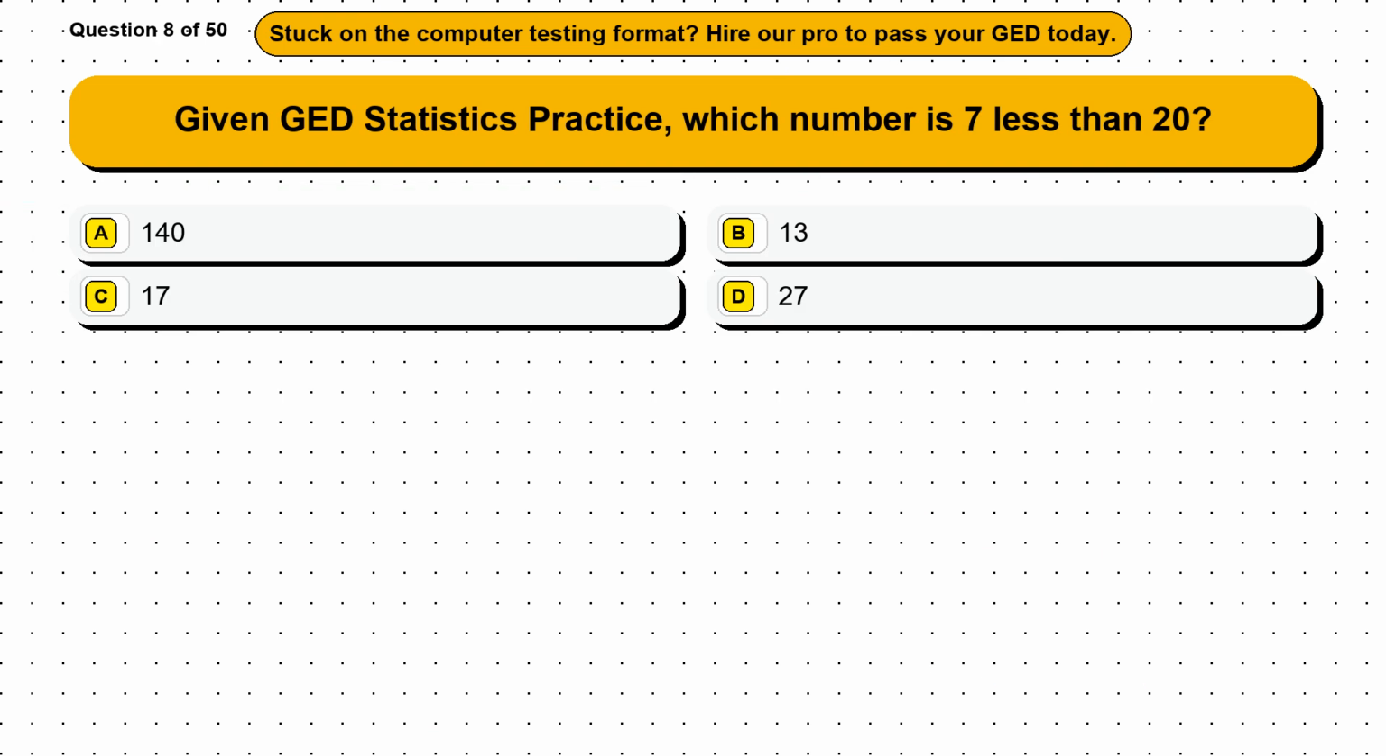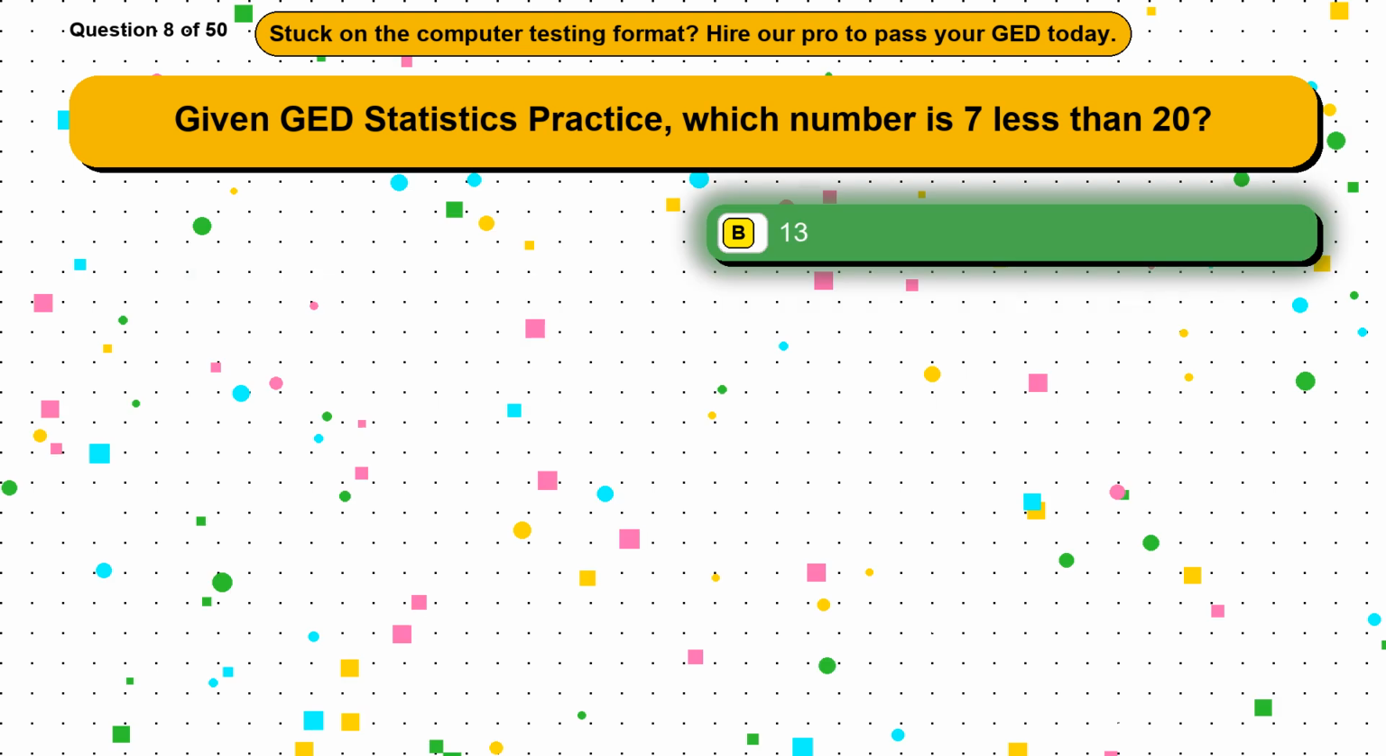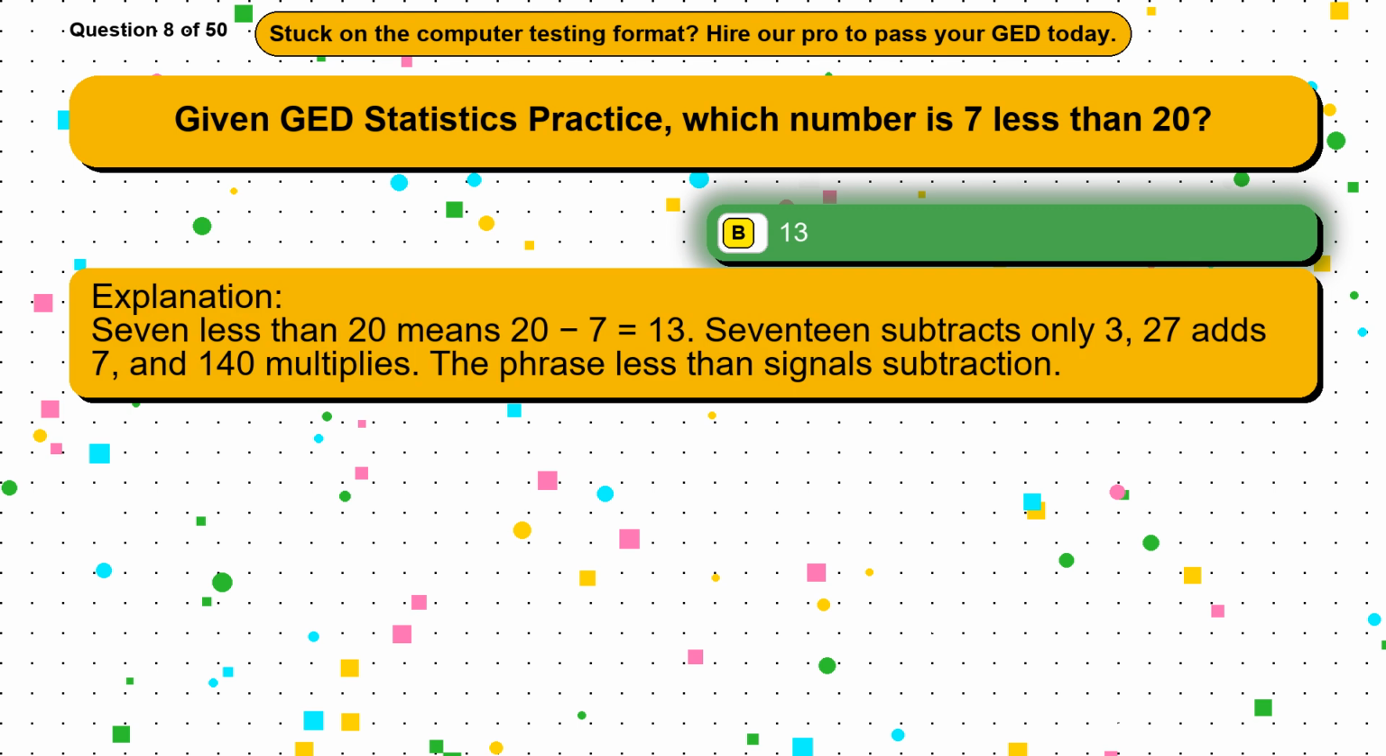Question 8. Given GED Statistics Practice, which number is 7 less than 20? Option A, 140. Option B, 13. Option C, 17. Option D, 27. The correct answer is option B. 13. 7 less than 20 means 20 minus 7 equals 13. 17 subtracts only 3, 27 adds 7, and 140 multiplies. The phrase less than signals subtraction.